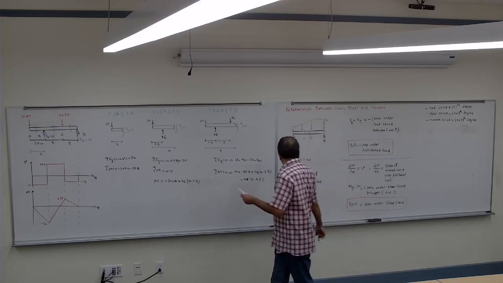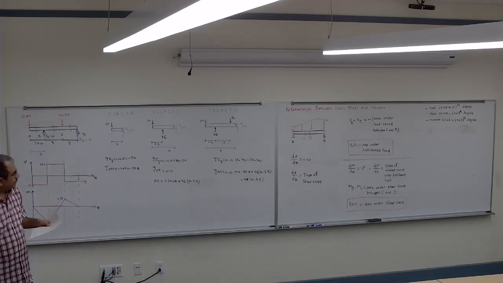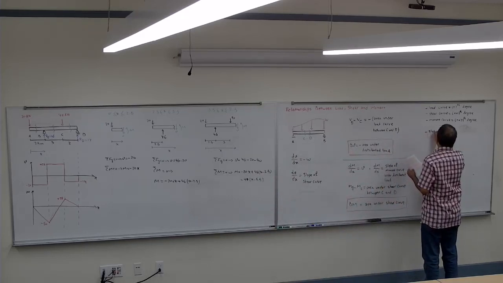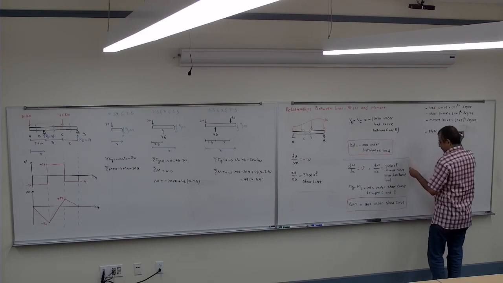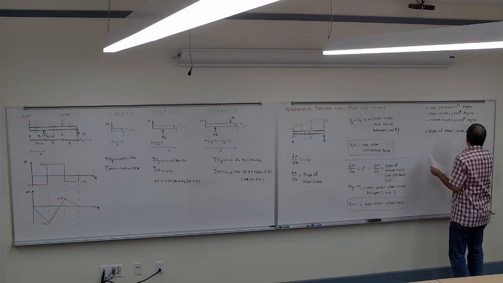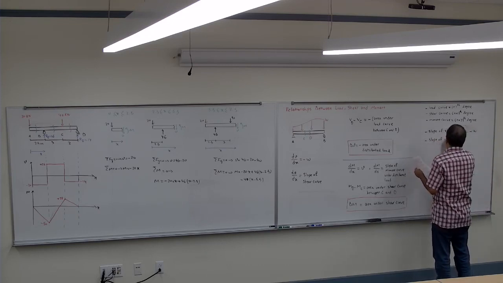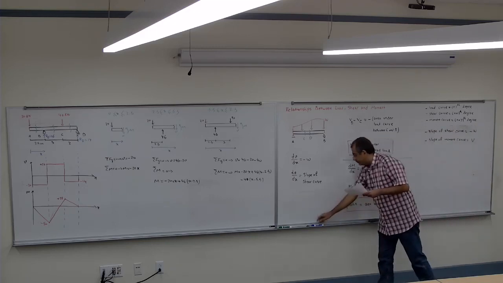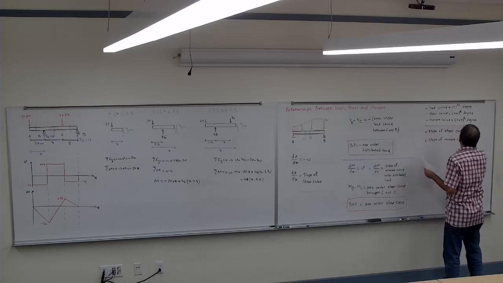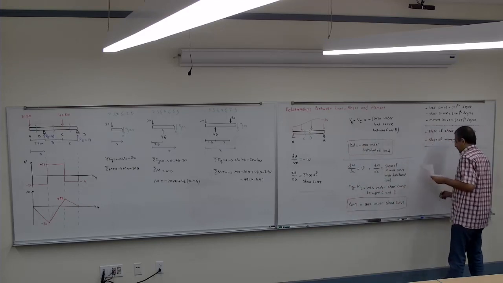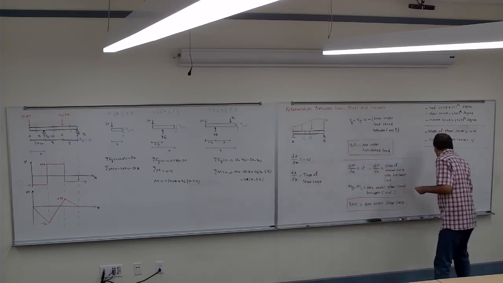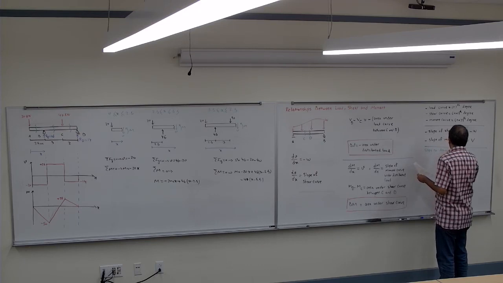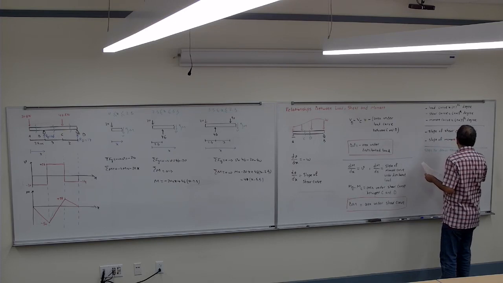The other one is that the slope of the shear curve is negative w, and the slope of the moment curve is V. So, steps to draw the shear and moment diagram.